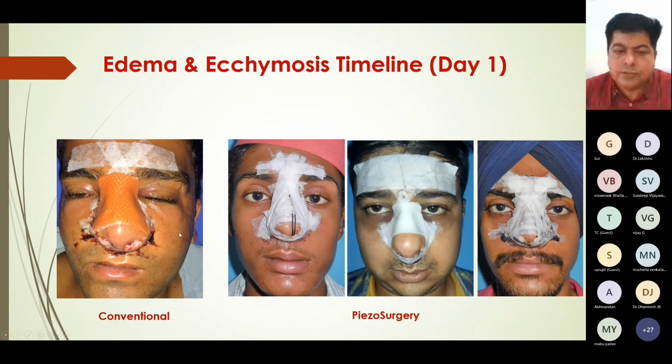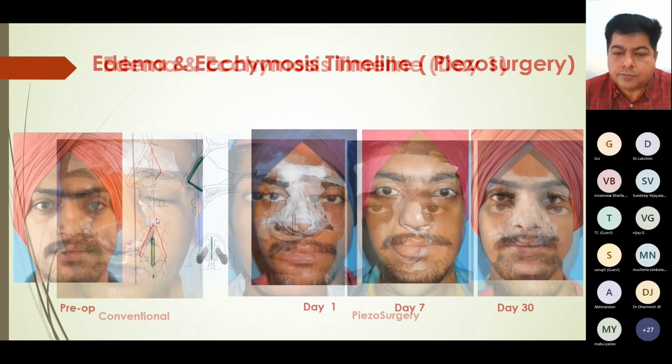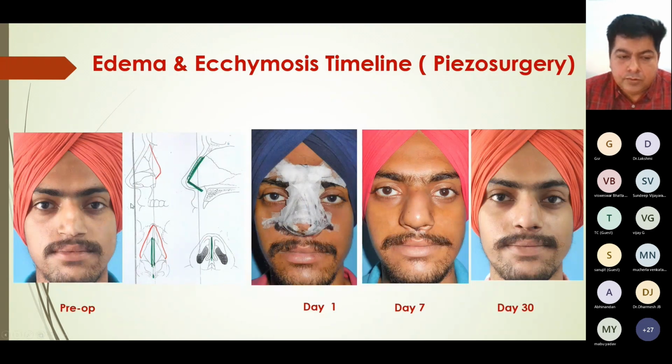This of course is not part of this particular presentation. All these patients have almost similar bony work done. There is hardly any edema; there is some edema in this particular patient and some ecchymosis in this, but this is significantly lower than a regular conventional open rhinoplasty patient in which you have done bony work. So this is the edema and ecchymosis timeline, especially for piezosurgery. For a conventional one, it will be delayed further by 2 to 3 weeks.